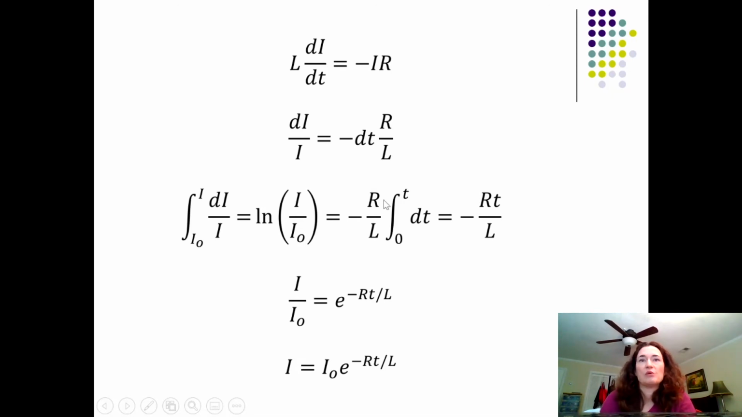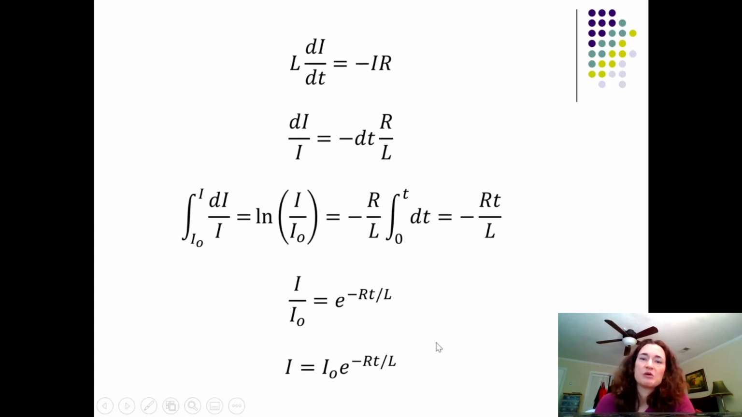Now that has to equal my right-hand side, which is negative R over L, integrated from 0 to t. I'm going to assume that I change that switch at time t equals 0, for example, and then I want to know what it is at some later time t. So I'm integrating from 0 to t of dt, and of course, that just gives me t. So my right-hand side integral would equal minus Rt over L. And then yet again, what I'm going to want to do is raise both sides using the exponential. That would cancel out the natural log on the left-hand side, and I end up with I over I naught is equal to e to the minus Rt over L. And then I just multiply through by I naught.